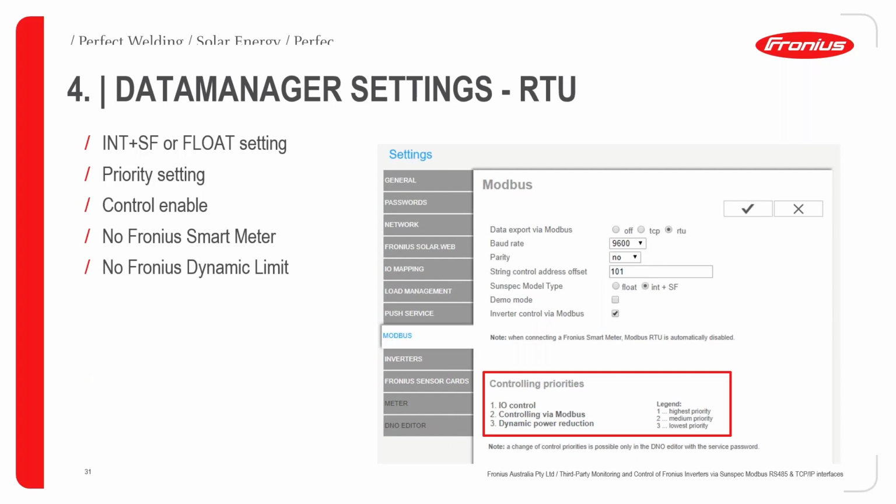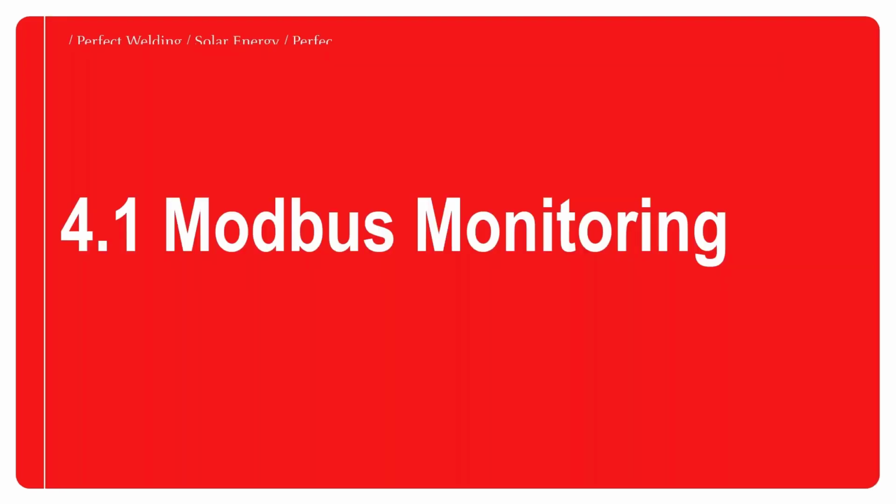Similar situation for RTU. The settings are a bit different, in a way that you can choose your baud rate. 9.6 and 19.2 kilobits a second are predefined. Choose your parity. Inverter control, again, you need to set as well, and select your data model. Control priorities are still there as well. Again, a key point to take into consideration: there's no smart meter integration, so there's no Fronius dynamic limit with this option. As mentioned previously, something to think of when you have this situation.